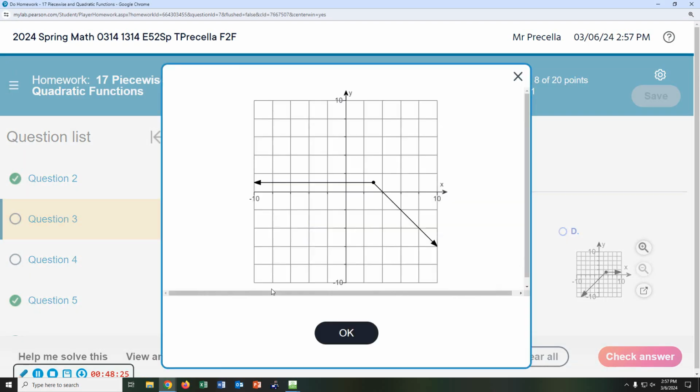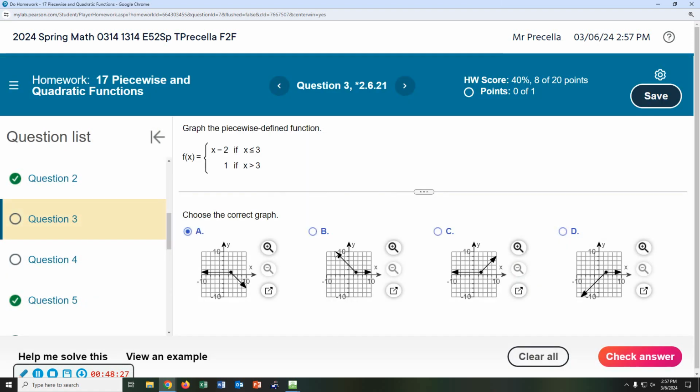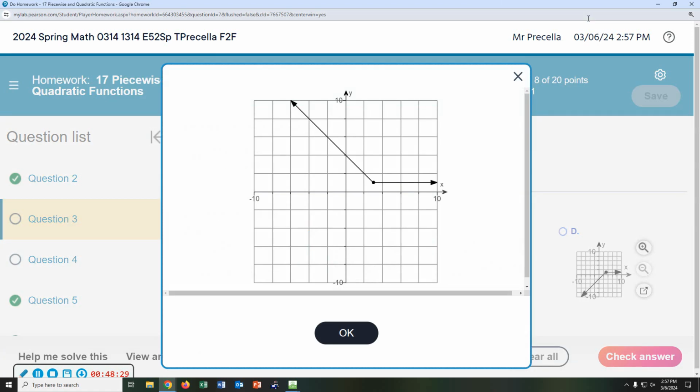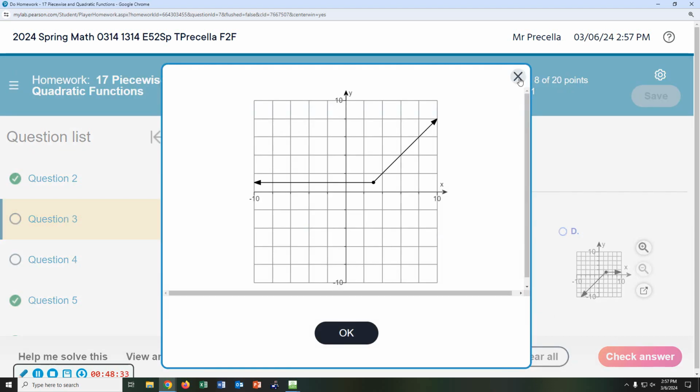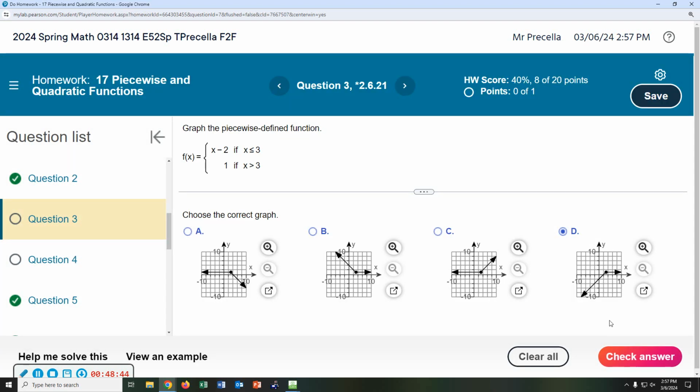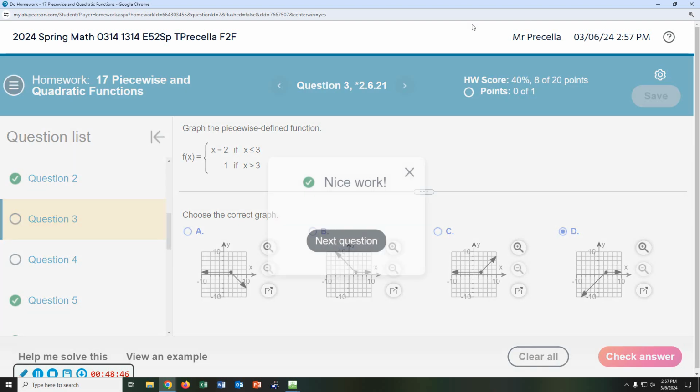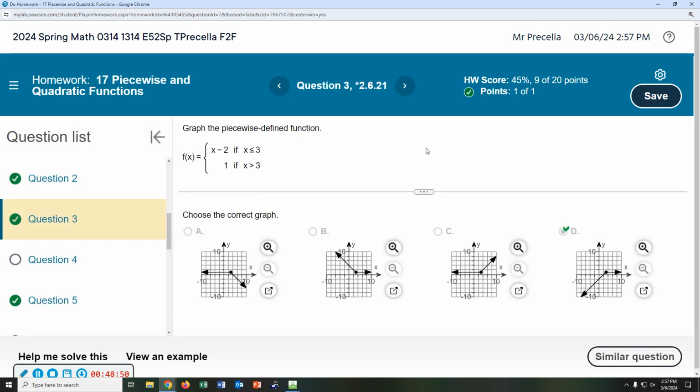A, no, B, no, C, no, it better be D. Well, that's a miscopy of the problem. Is that it? Yes, it is. Look, notice they're incrementing in units of 2. The spot's D. Any questions there?